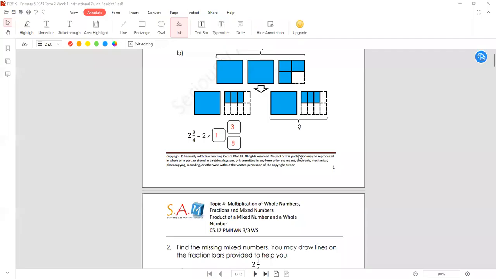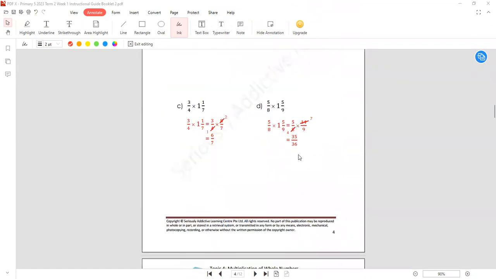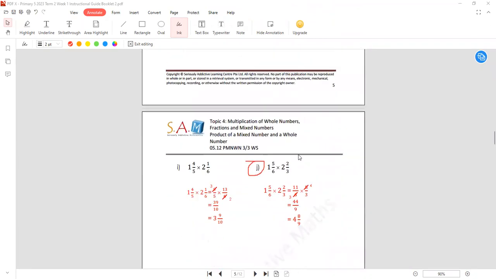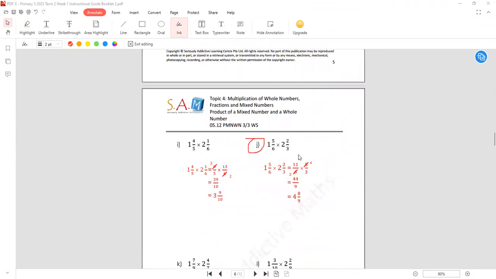For the second booklet, we're going to skip some questions as well, and get them to just go to question J on page 6. Why I'm choosing this question is because it involves 2 mixed numbers. So ask them, what should we do?